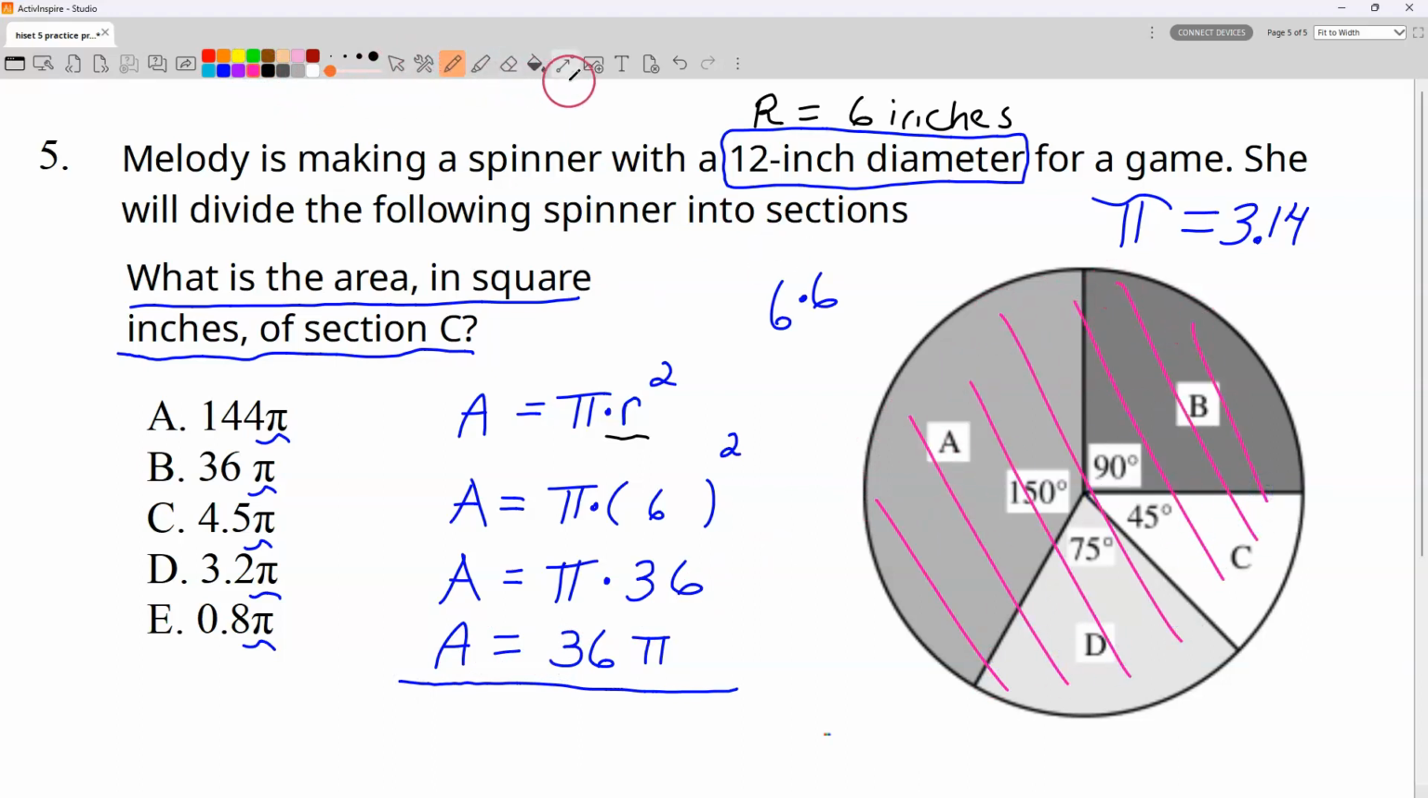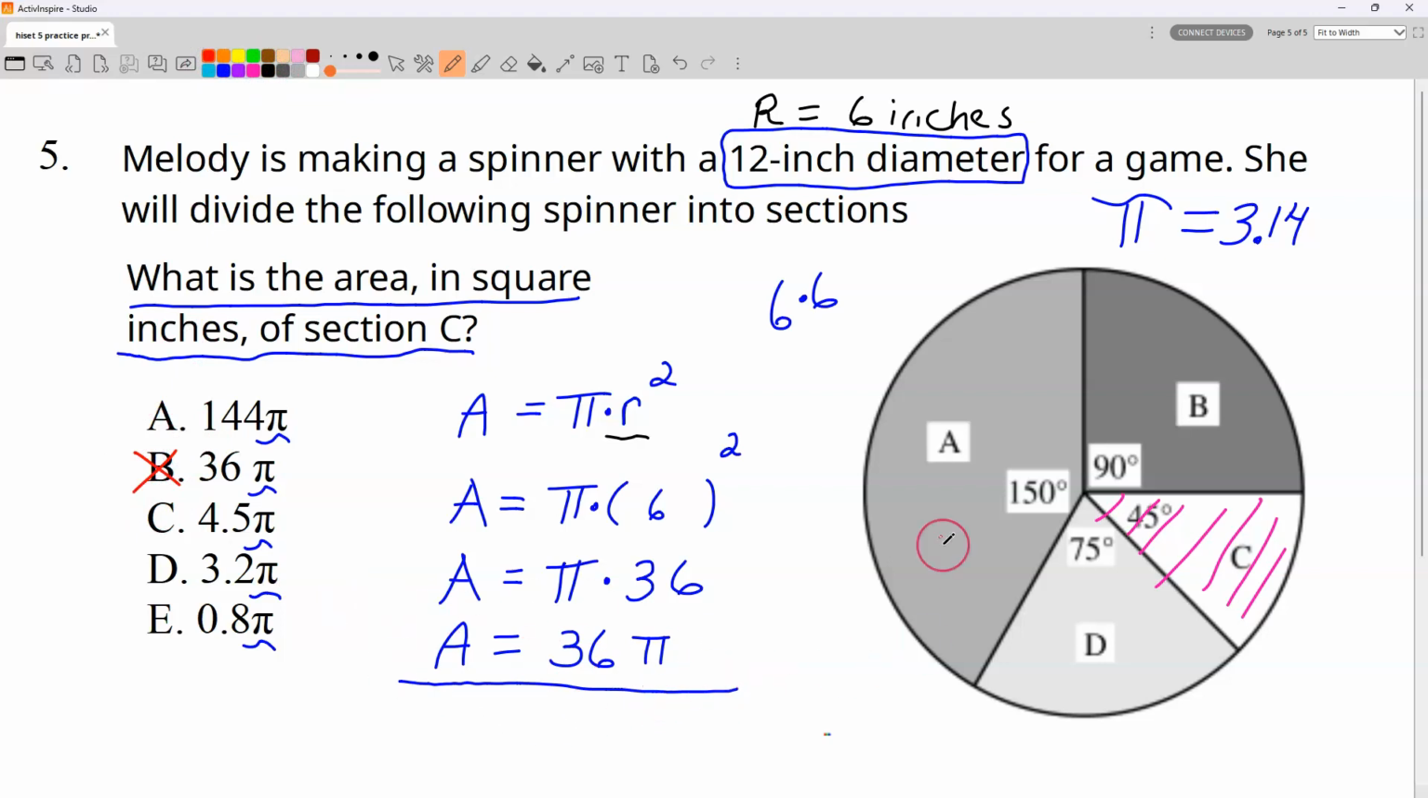Well, I don't want the whole circle. I just want section C. I just want this piece here. So this is not my answer. Therefore, I can get rid of B. Hopefully you can see that. I can get rid of B, because 36 pi represents the area of the whole circle, and I just want this section C. So my answer has to be less than 36 pi.